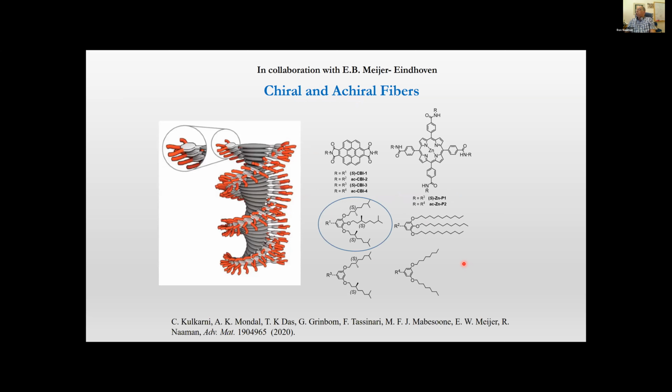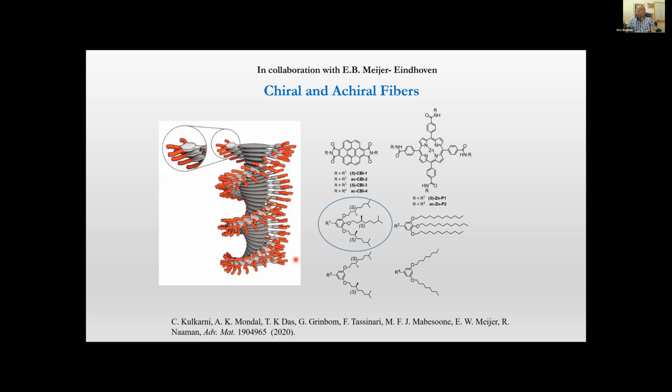So here we joined forces with the group of Bert Meijer in Eindhoven. And the group in Eindhoven synthesized these molecules. They are large molecules that have side groups. And these large molecules tend to make supramolecular structures, wire-like structures, as you see here. Now, what is called R here means these groups, and these groups can be chiral.